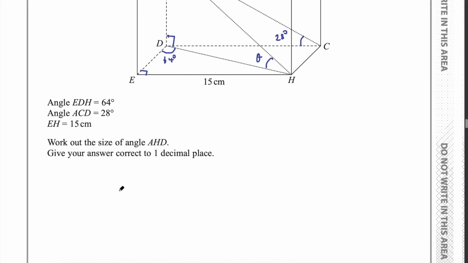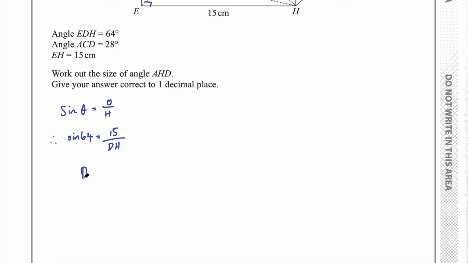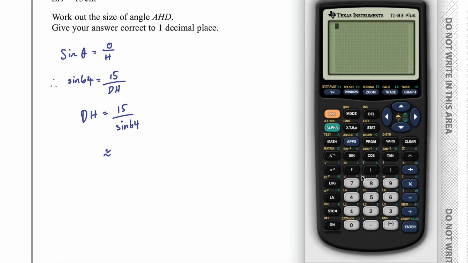Now I know that the sine of some angle equals the opposite side over the hypotenuse. So I have this angle, therefore sine of 64 equals the opposite side, which is 15, divided by the hypotenuse, which is DH. Okay, so that's going to give me the size of DH. So therefore DH equals 15 divided by sine of 64. Okay, so we can go ahead and put that into a calculator.